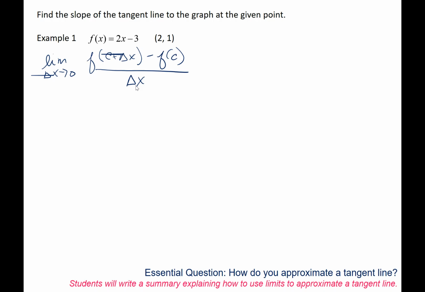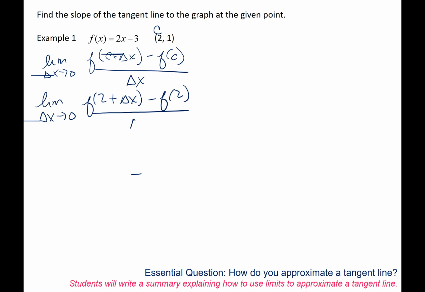Now if I'm thinking about my c value, it's coming from here. Is c the x value or the y value? It's the x value. So c is that 2. I'm going to rewrite the formula and plug 2 into it, where it's the c. So limit as delta x approaches 0 of f of 2 plus delta x minus f of 2, all over delta x.